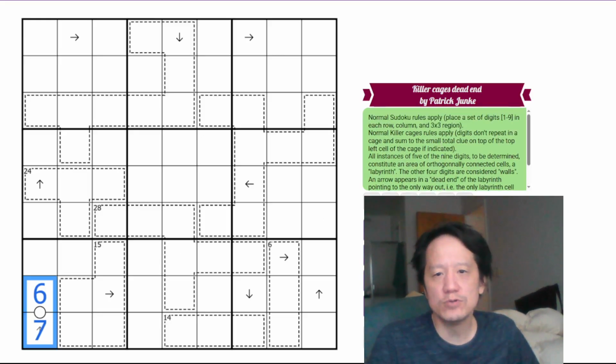And those are all the rules. If you'd like to play along, there's going to be a link in the description. And now I'm going to get started.